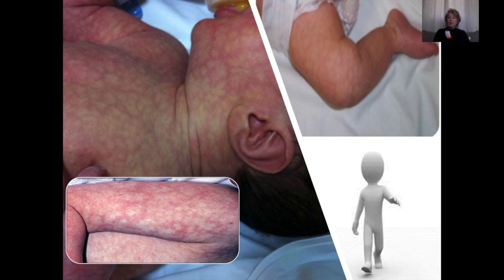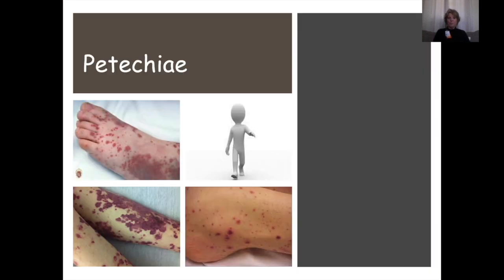Here's some other situations that you might see for circulation, some mottling. Sometimes it could just mean they're cold. Sometimes it means they're poorly perfused. Here is that petechiae that we were talking about, some ecchymosis and some purpura as well. Again, oftentimes very indicative of critical illness in the pediatric patient.